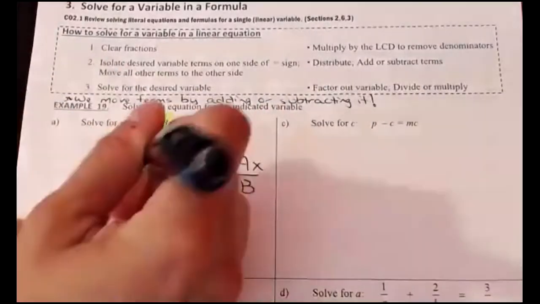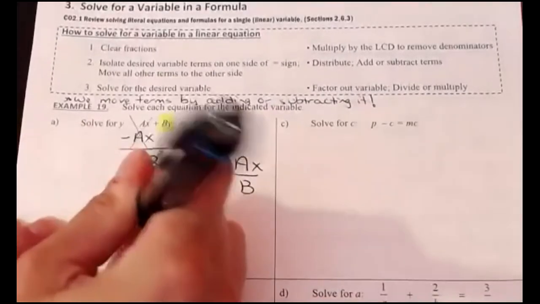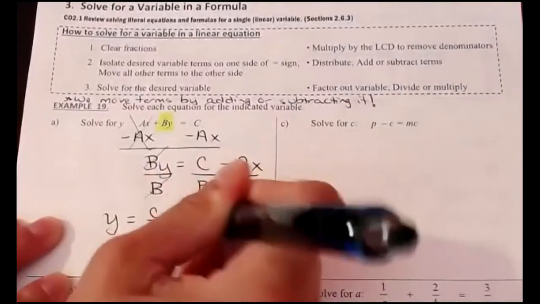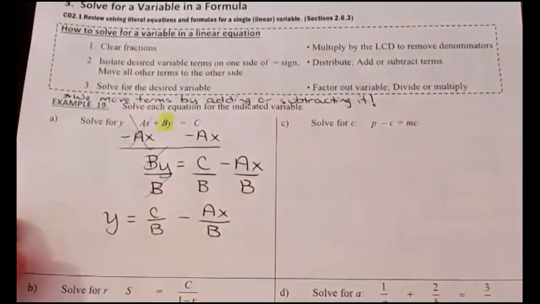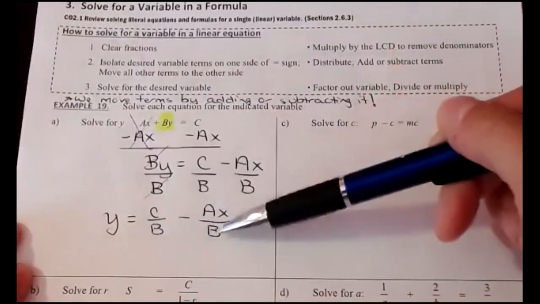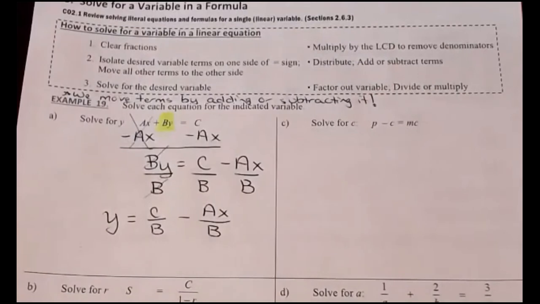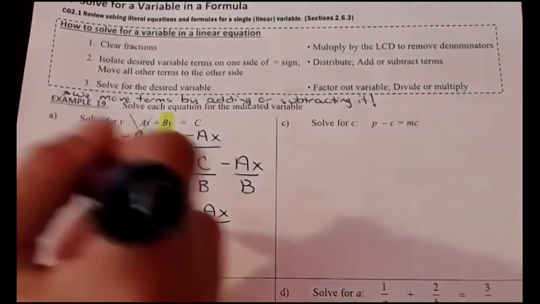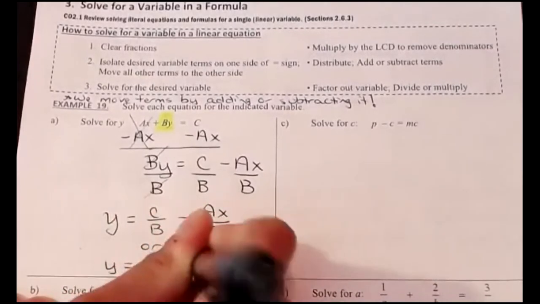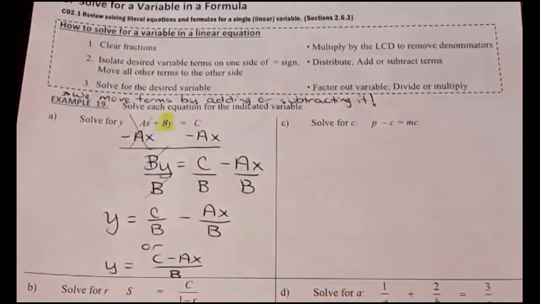So our final answer becomes y is equal to c over b minus ax over b. If we could reduce either fraction, we would, but there are no common factors, so we're done. Quick question. Would it be wrong to write it like y equals c minus ax all over b? Not at all. Okay. Beautiful. So I'll write it as both ways.